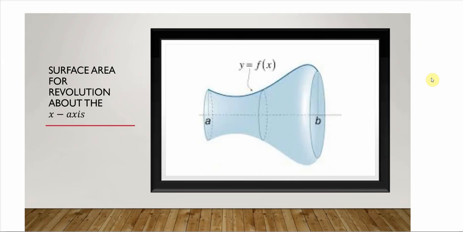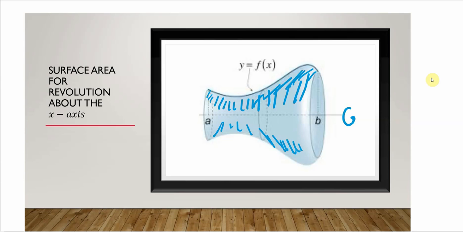Now, what you need to understand is I want the surface area. In other words, I want this little part here that's getting revolved about the x-axis. So I want this surface area. I don't want the circles, I want the surface area, the sides.